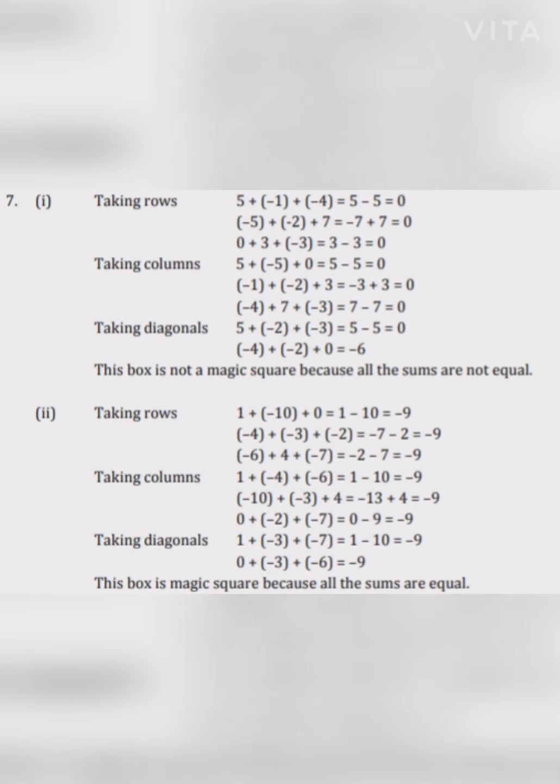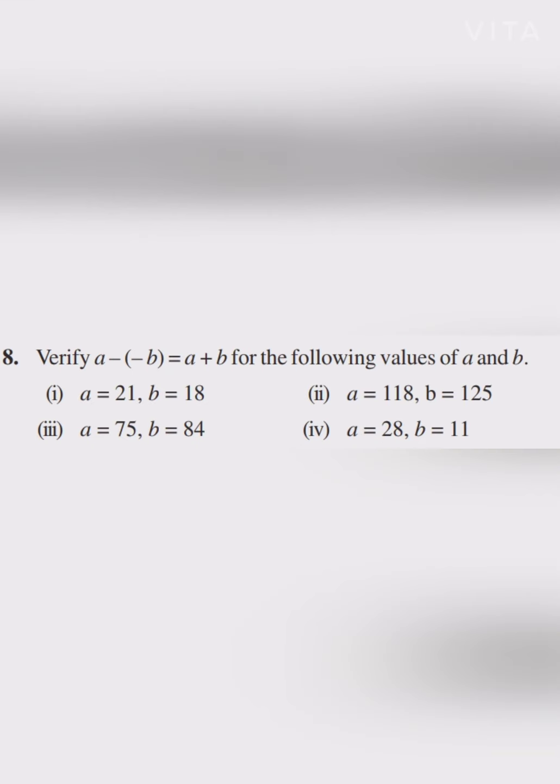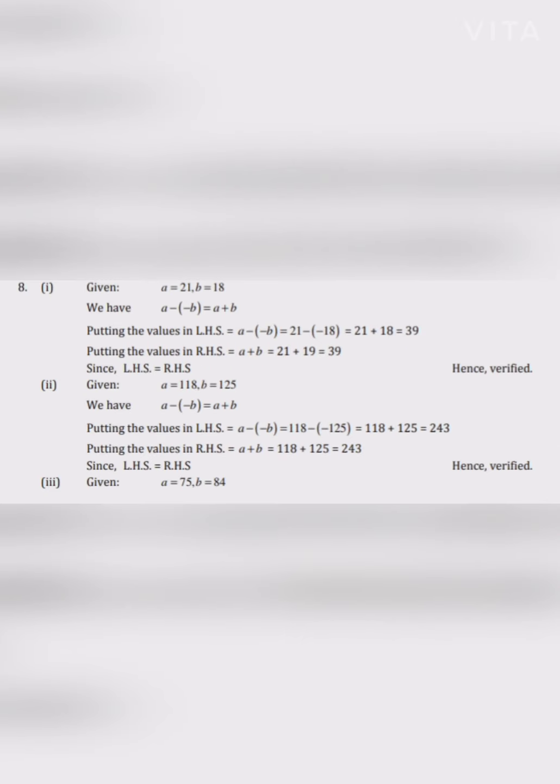Our 8th question is, verify a minus within bracket minus b equal to plus a plus b, for the following values of a and b. In this question, the values of a and b are given in each part, and the formula is given in the question. So we can write, given a is equal to 21 and b is equal to 18, we have minus of a minus b will be a plus b.